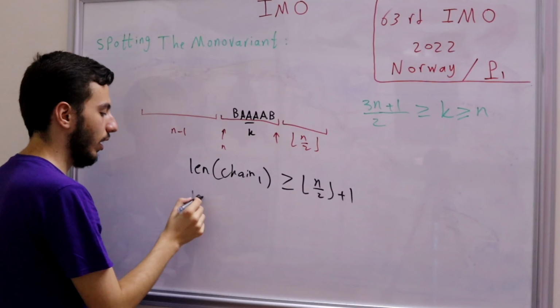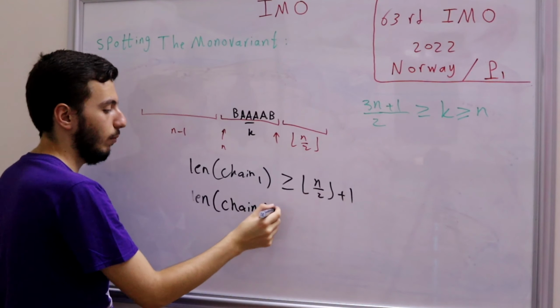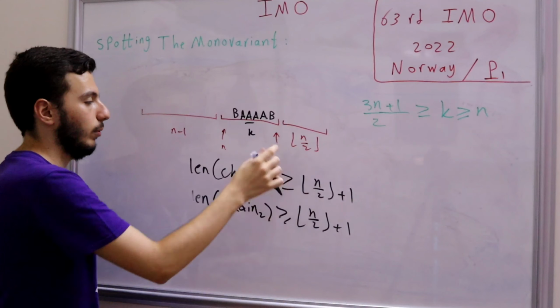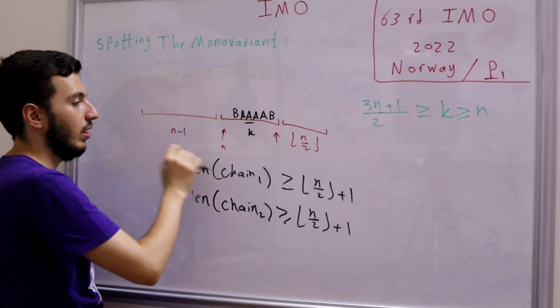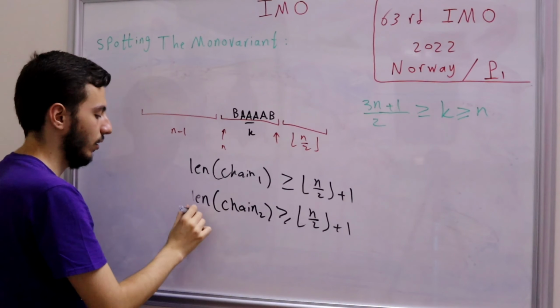We must have the length of the other chain, the B chain, be greater than or equal to floor of n over 2 plus 1. And guess what? We will apply the same thing. We move it to the left. And we must have the same thing for A's again.